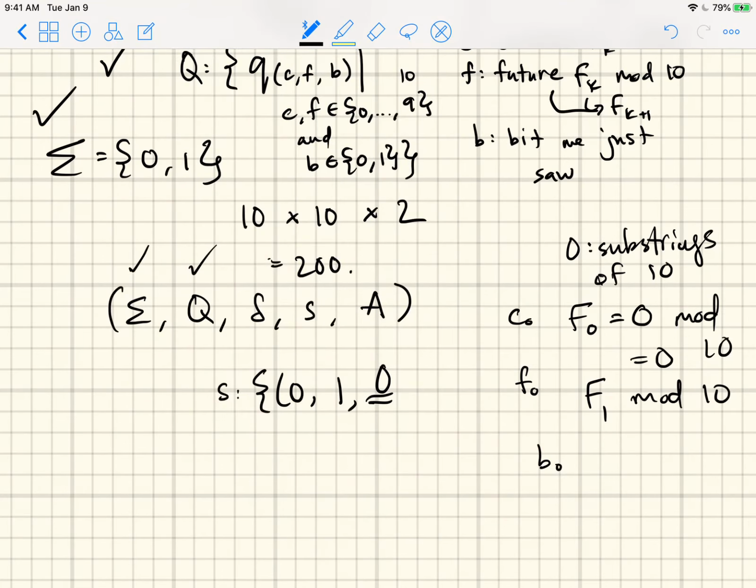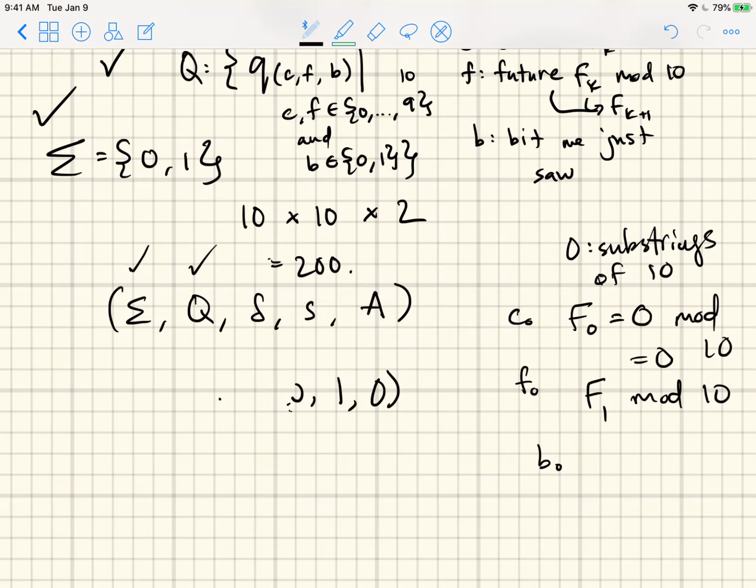Okay, great. So that's 0. So that's the start state. There are no other start states, right? Because I know the first two have to be 0, 1, and if I made the last bit 1, then I could accidentally count a 0. So there are no other start states. I don't know why I put this in set when it's not really a set.